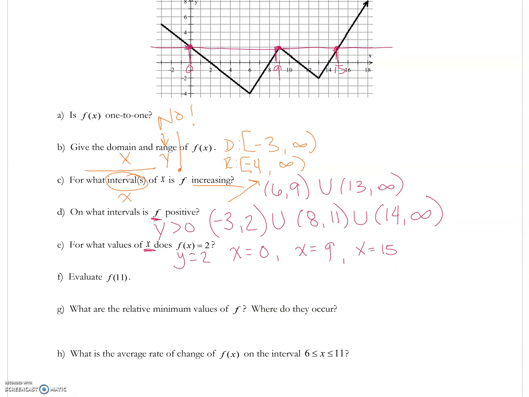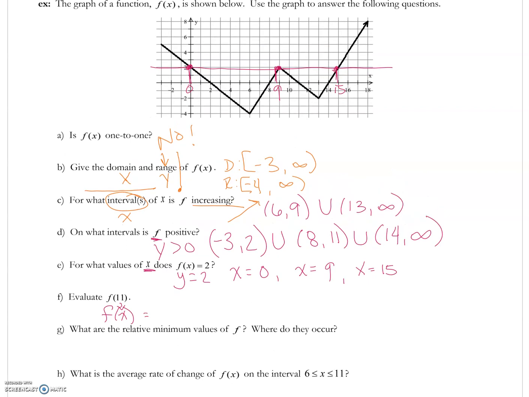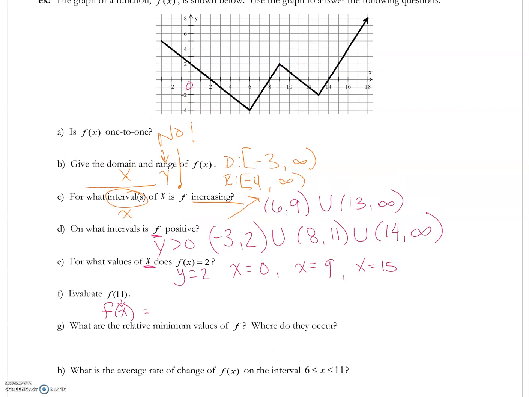Part F, evaluate f of 11. Again, remember how our whole function is called f of x, so this 11 must be an x value. So if I look at when x equals 11, I'm right here on my graph, which means that y equals 0.